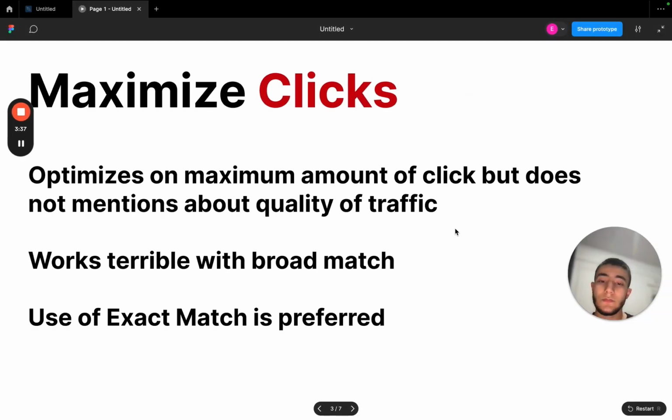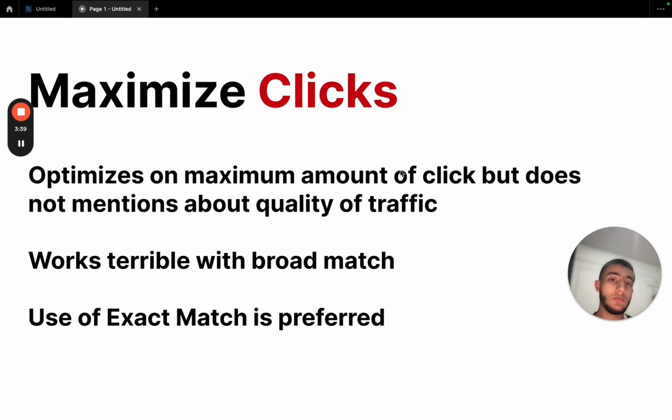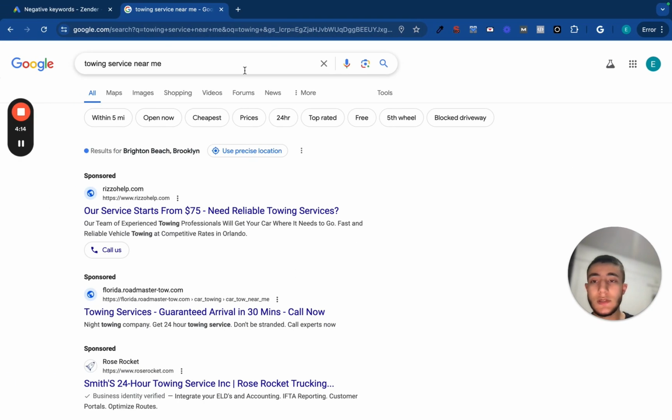And usually the mistake I see with my onboarding clients is they use broad match with maximize clicks. If you use broad match with maximize clicks, you're going to lose a lot of money. The reason is broad match is going to match very loosely with the traffic which you want, and it's usually cheaper than other matching types like phrase match and exact match.